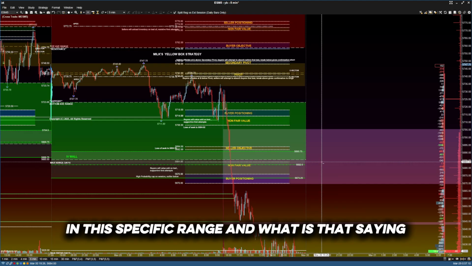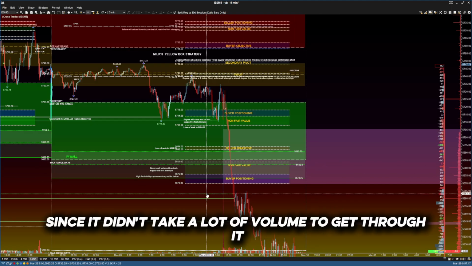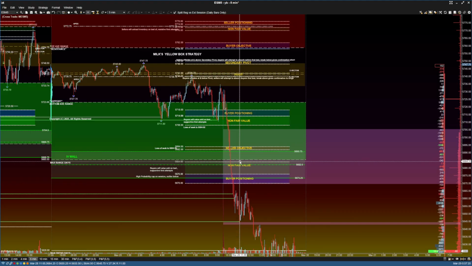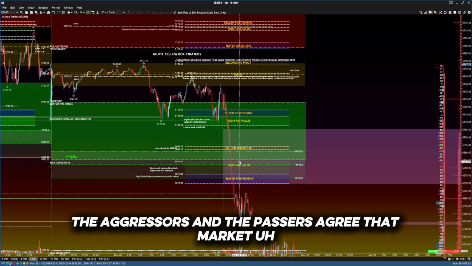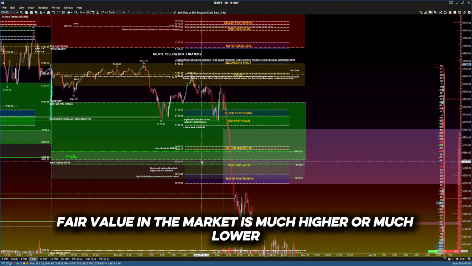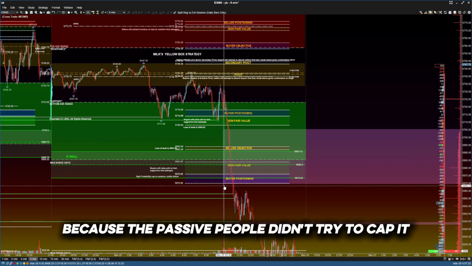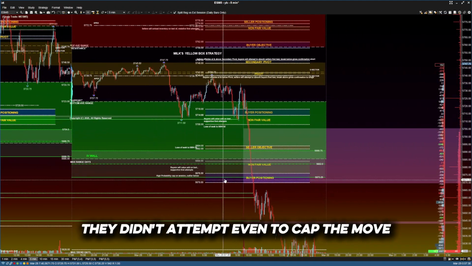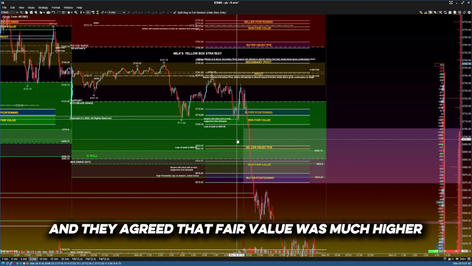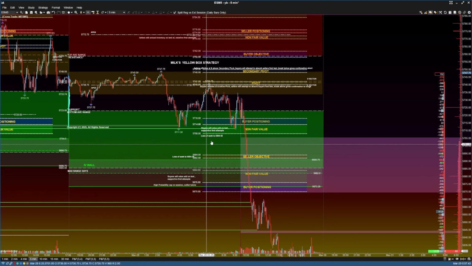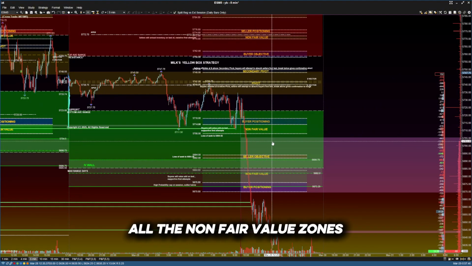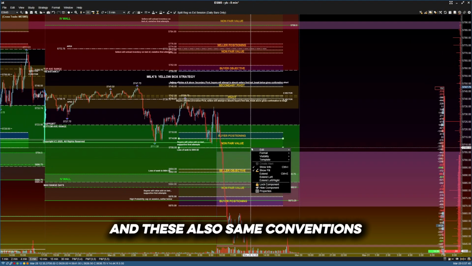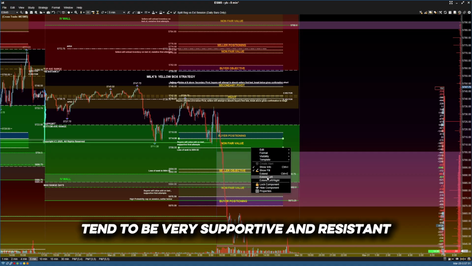And what is that saying? Well, since it didn't take a lot of volume to get through it, then both market participants, the aggressors and the passive ones, agree that fair value in the market is much higher or much lower, because the passive people didn't try to cap it. They didn't attempt even to cap the move, and they agreed that fair value was much higher previously. And same for this one as well, all the non-fair value zones. And these also, same conventions, tend to be very supportive and resistive.